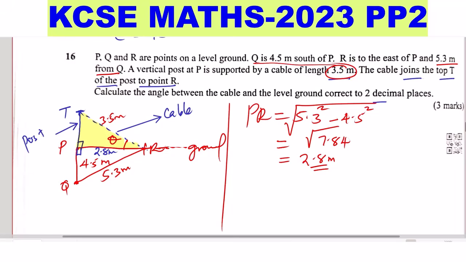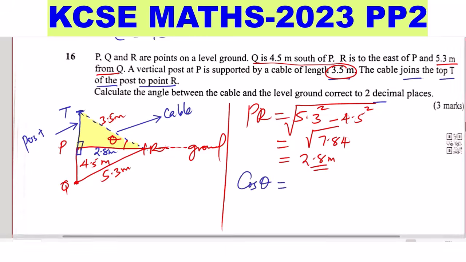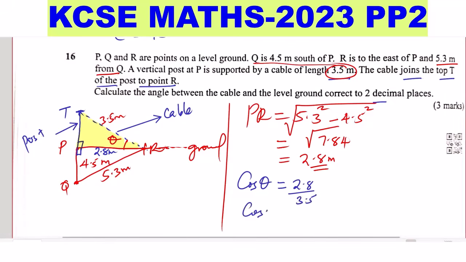We can use trigonometric ratio, and the suitable one to use here is cosine. So cosine of that angle theta is equal to adjacent, which is PR 2.8, divided by the hypotenuse, which is TR 3.5. So this will give cosine of theta is equal to 2.8 divided by 3.5.